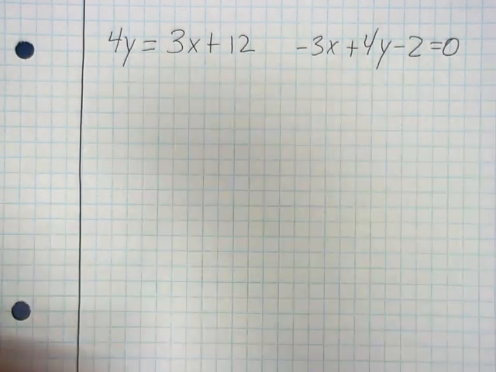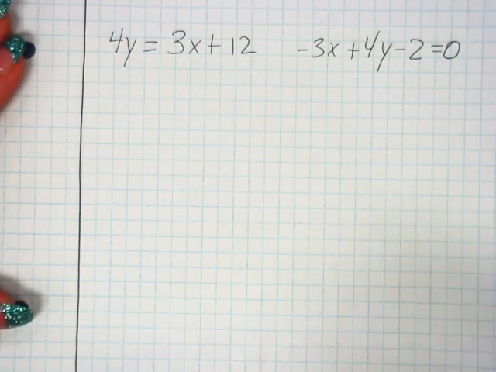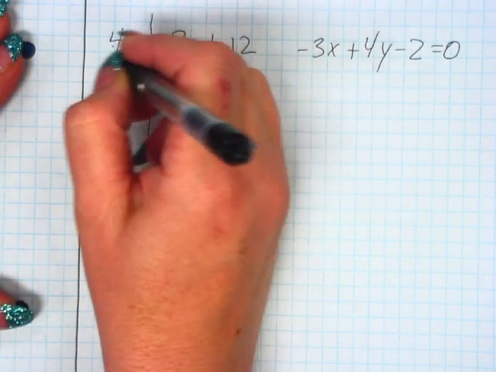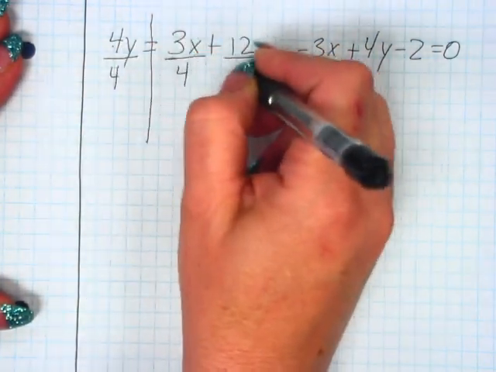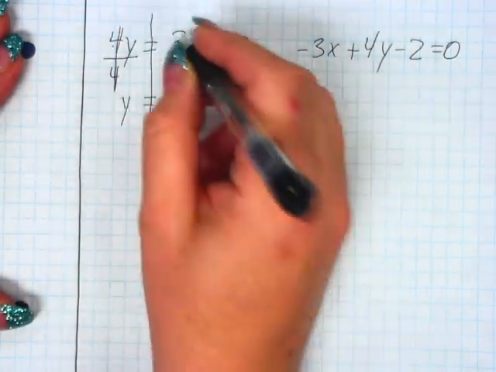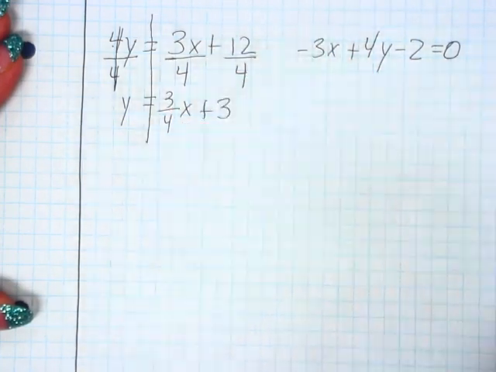So now we need to see if these lines are perpendicular. So again, we want to get into y equals mx plus b. Draw our mirror. It's 4 times y, so the opposite is division. So here we have y equals 3 over 4x plus 3.